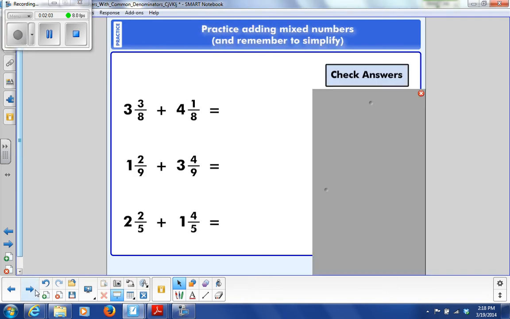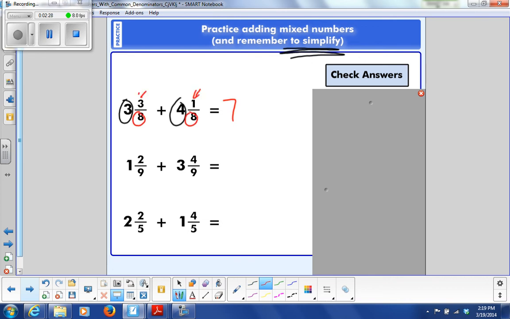Alright, moving on. Okay, so let's practice adding mixed numbers. Don't forget to simplify. You need to practice simplifying. Alright, so let's start off with just adding the whole numbers. I've got a 3 and a 4 here. What is 3 plus 4? Good, 7. And then I have the same denominator here, so I'm just going to add the top numbers. What is 3 plus 1? Okay, 4. So 7 and 4/8. Let's check our answer. Oh, duh, we're supposed to simplify this first.